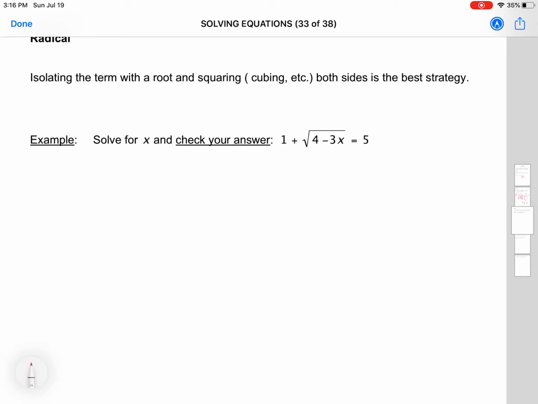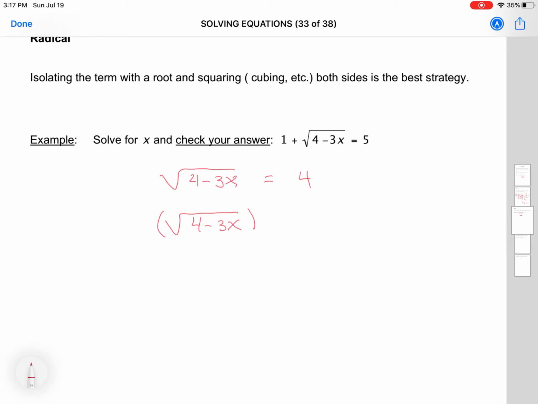If it were a cube root, I would be cubing both sides, etc. So how do I solve this? Root of 4 minus 3x. I'm isolating the root because I want to square both sides. So I'm going to move the plus 1 to the other side. 5 minus 1 is 4.